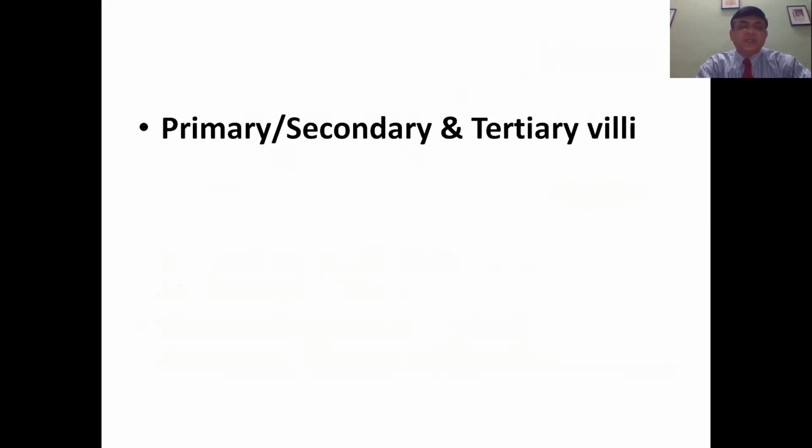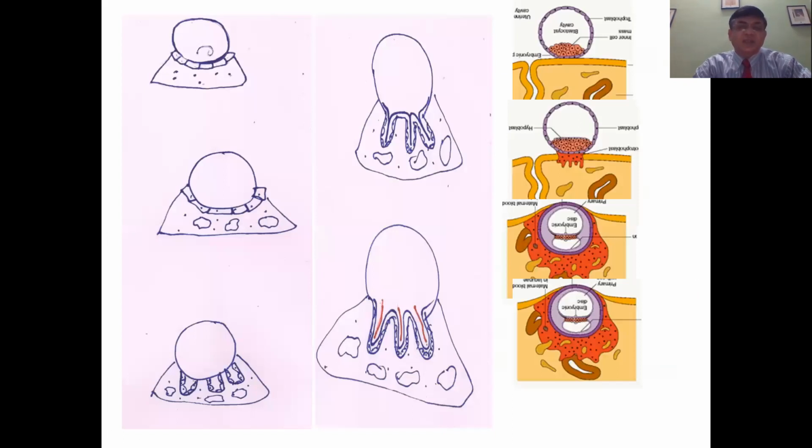Let's see what these primary, secondary and tertiary villi are. Don't worry about this colored figure, but just have a look at it. That's the embryo which ultimately gets implanted here. So this is the syncytial trophoblast and you can see the villi there. On the left-hand side, you can see the diagrammatic representation. We know that the syncytial trophoblast burrows itself into the decidua basalis.